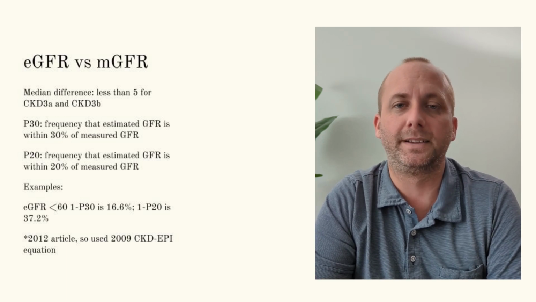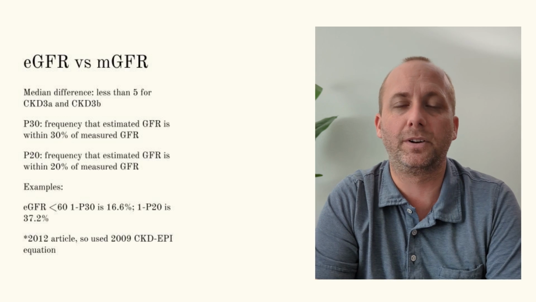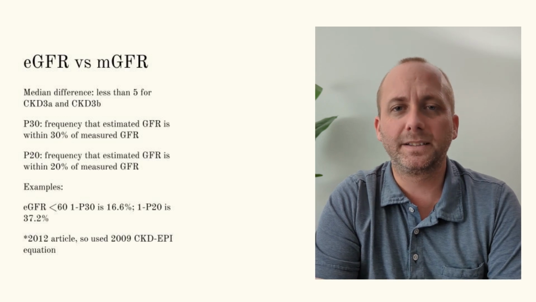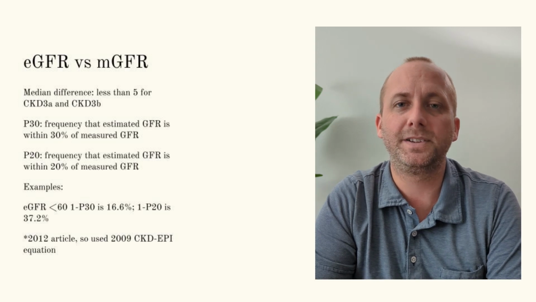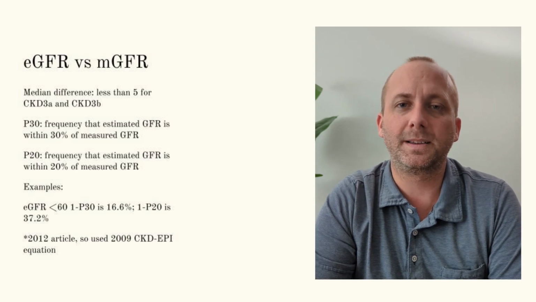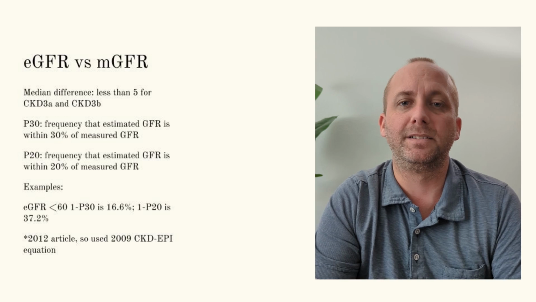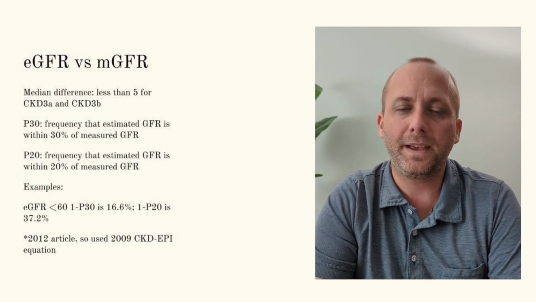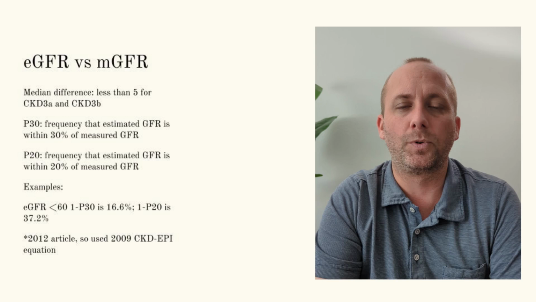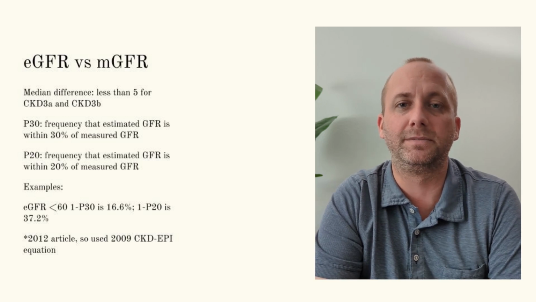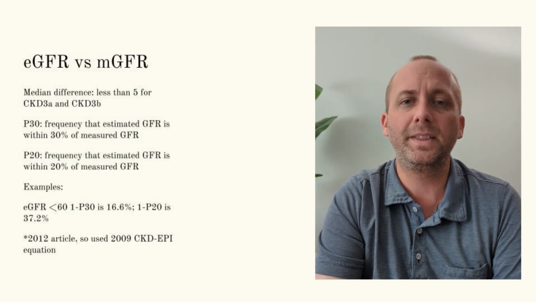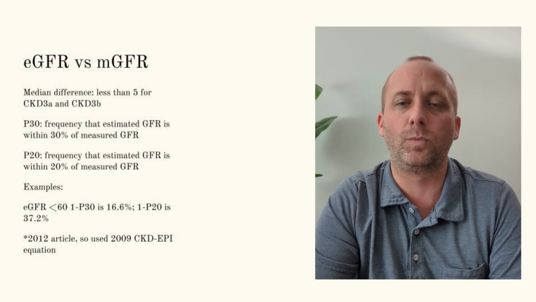One study that I really like breaks down how much the eGFR and measured GFR differ. It's a little dated from 2012, so they're using the 2009 CKD-EPI equation, but even still, a concept that they introduced that I really like is this idea of P20 and P30. And what that means is the proportion of samples where the eGFR is within 20 or 30% respectively of the measured GFR. The way they present their data, they kind of flip it on its head and say 1 minus P30.